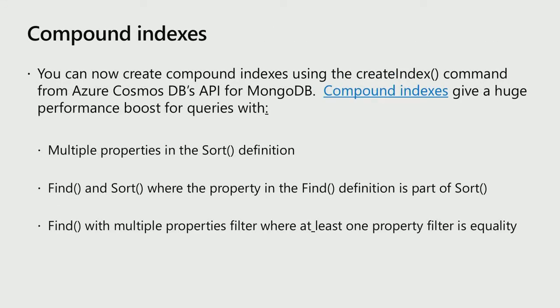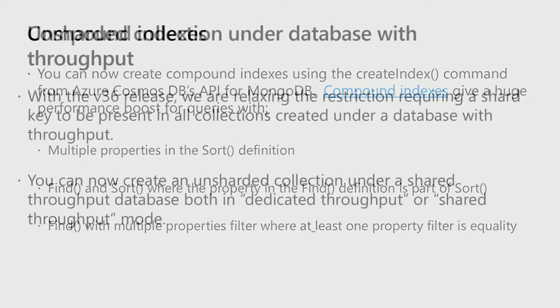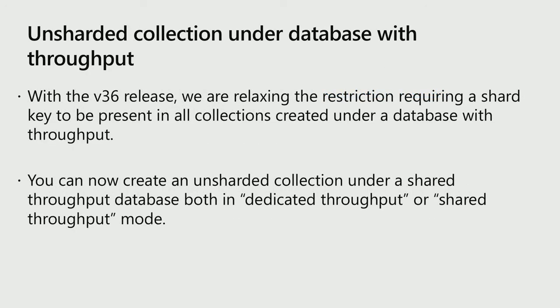The other thing we looked at was the support for compound indexes. We saw how the queries for sort and find were much faster with the compound indexes. And lastly, we did not see the demo for this, but the key thing I want to mention is now we do support unsharded collections, which is a very common behavior in MongoDB. So we relaxed that constraint, so you can create unsharded collections within Cosmos DB. You can do this both at the shared database throughput level, so you can assign RUs at the database level and create unsharded collections inside Cosmos DB, or you can also have unsharded collections with their own dedicated throughput.